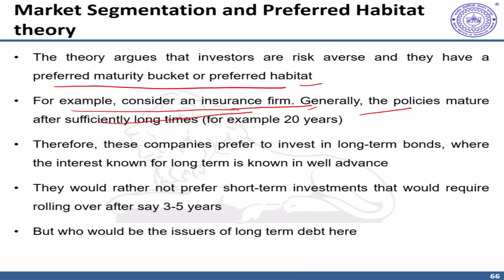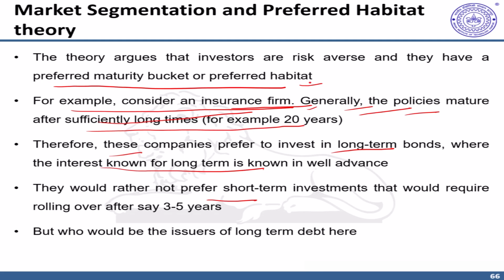For example, think of an insurance firm. Generally, its liabilities or policies are expected to mature after sufficiently long horizons like 20 years. And therefore, these companies would like to match the asset-liability profile. For example, they would prefer their assets to be long term, like long-term bonds, and therefore minimize exposure to interest rate risk. So they would not prefer to invest in short terms, which would expose them to interest rate change risks.